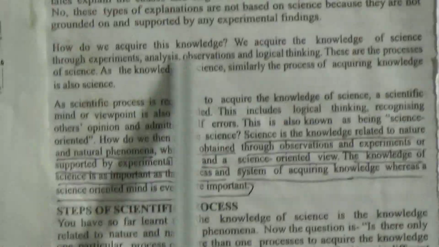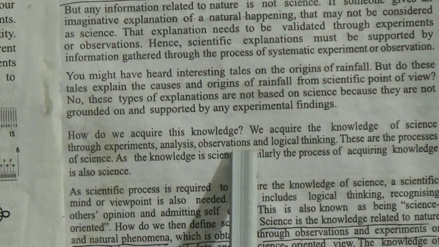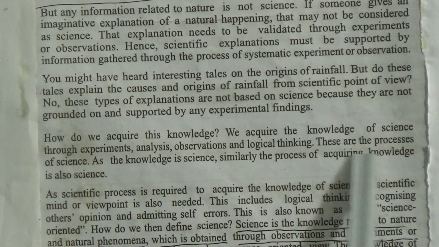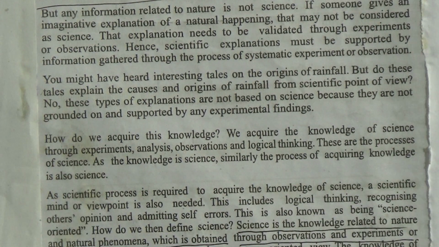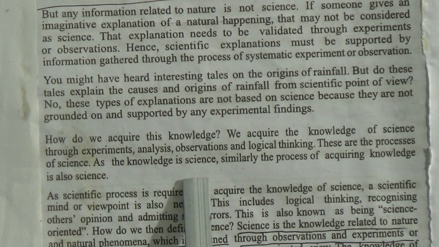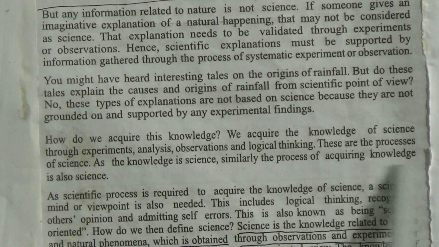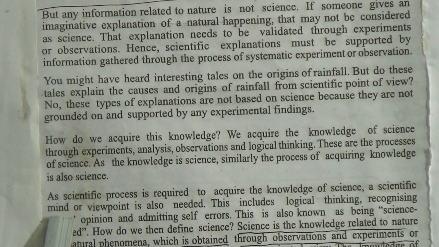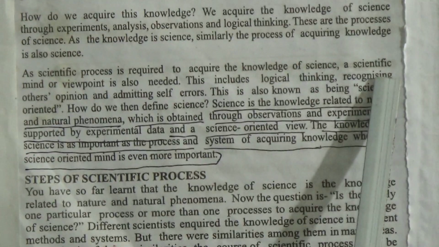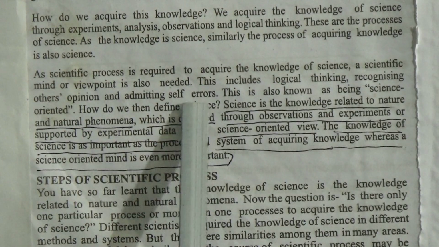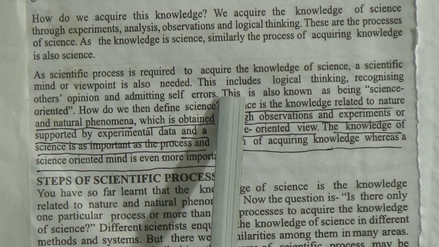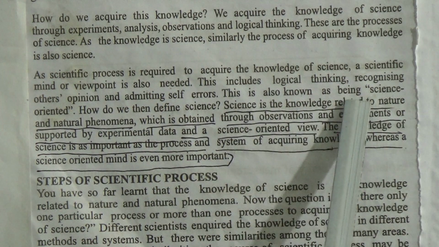How do we acquire this knowledge? We acquire the knowledge of science through experiments, analysis, observations and logical thinking. These are the processes of science. As the knowledge is science, similarly, the process of acquiring knowledge is also science. As a scientific process is required to acquire the knowledge of science, a scientific mind or viewpoint is also needed. This includes logical thinking, recognizing others' opinions and admitting self-errors. This is also known as being science-oriented.